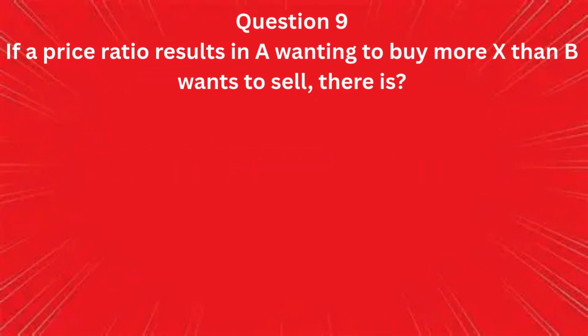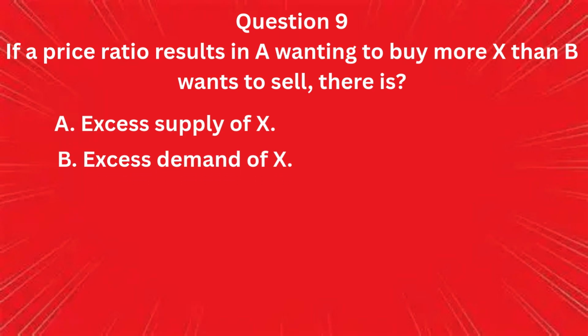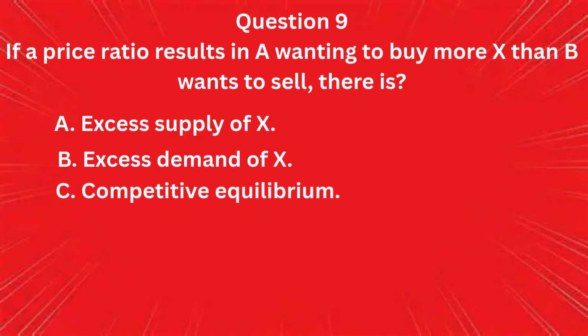Question 9. If a price ratio results in A wanting to buy more X than B wants to sell, there is A. Excess supply of X. B. Excess demand of X. C. Competitive equilibrium. D. Pareto efficiency.